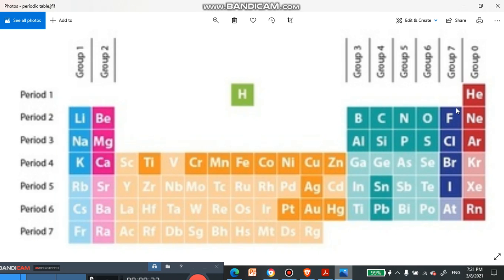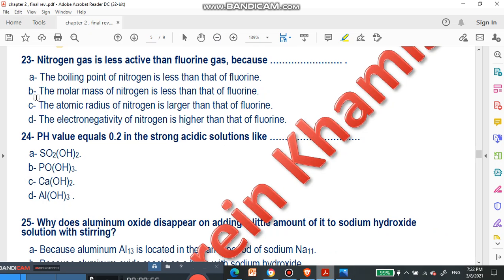As we go from left to right, here in group 7, by increasing atomic number, the electronegativity will increase more than nitrogen. Also, if we are talking about the atomic size, the atomic size in group 7 is less than in group 5, so the atomic radius of nitrogen is more than the atomic radius of fluorine. So the right answer will be C: the atomic radius of nitrogen is larger than that of fluorine.